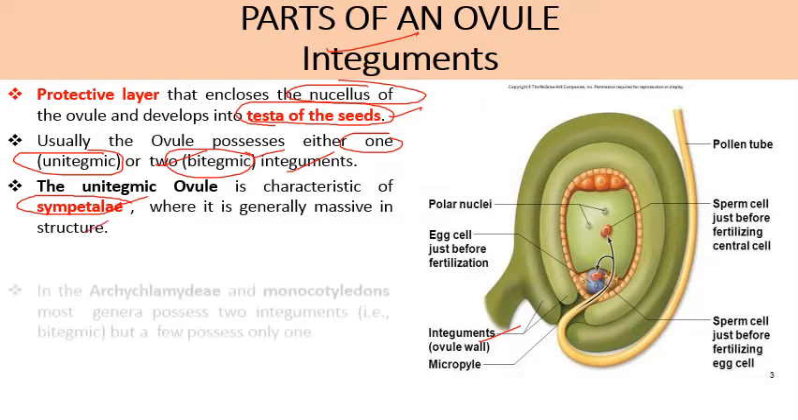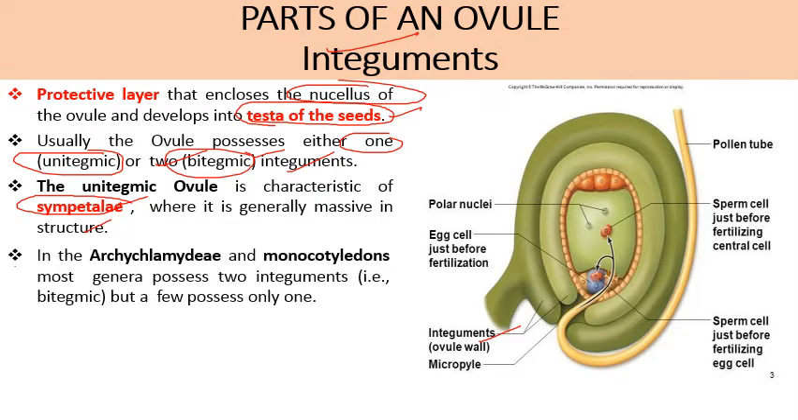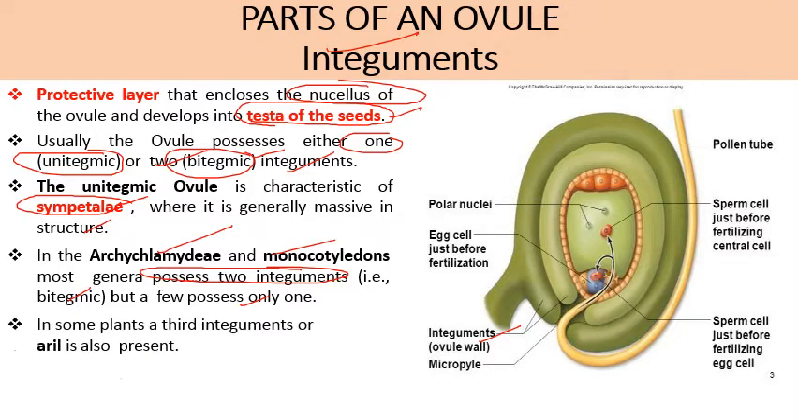The next, in Archichlamydeae and Monocotyledons, most genera possess two integuments, and that is bitegmic, but a few possess only one. तो ये जो genera हैं इनमें present होते हैं दो integuments, that is Archichlamydeae and Monochlamydeae. In some plants, a third integument is also present. कुछ एक plants में एक third integument की तरह structure present होता है जिसे कहते हैं aril. It is also present. This is a very important structure.